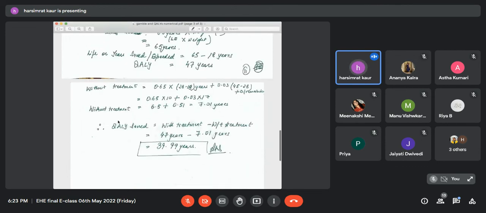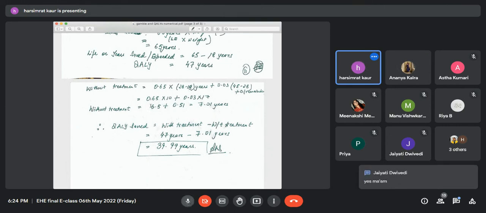Okay. So guys, second is that without treatment, what is happening? My life quality is only 0.65 for the first 10 years. Then it becomes 0.03 for the remaining 17 years. Okay. And then it is, of course, zero. I don't have any other life. So that is 0.65 into 10 plus 0.03 into 17. So without treatment, the life that I'm living is only worth 7.01 years. Is this correct? Is that understandable? Guys, is this part clear?